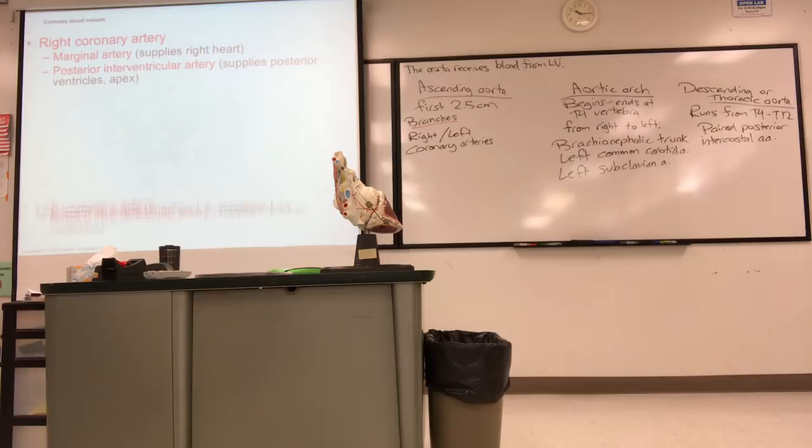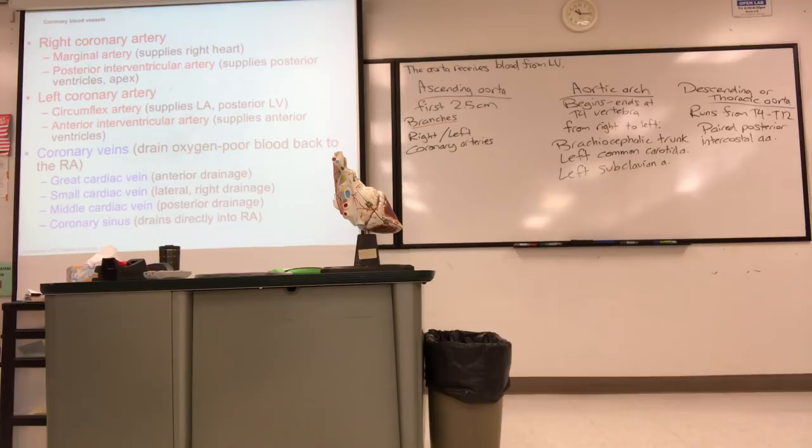This slide, I just have an outline. The names of the arteries and the names of the veins that you're responsible for. The right coronary artery has two branches. There's more than two. There's way more than two. These are the main two. Marginal artery, sometimes called the right marginal artery, but I dropped the right. Marginal artery, posterior interventricular artery. Okay, and in parentheses, I tell you basically what part of the heart they supply. The left coronary artery, the two main branches are the circumflex and anterior interventricular arteries.